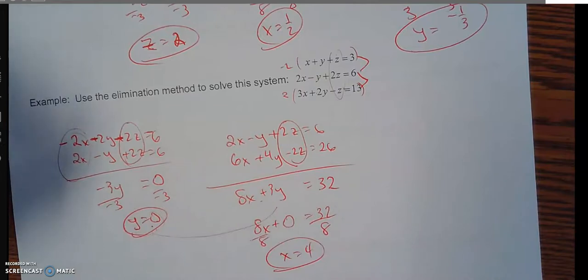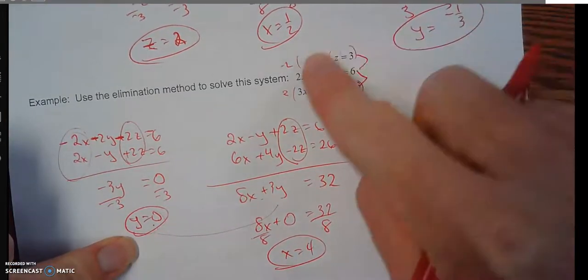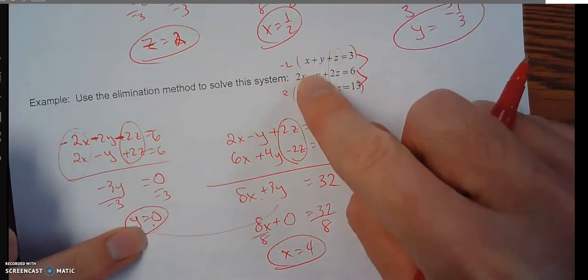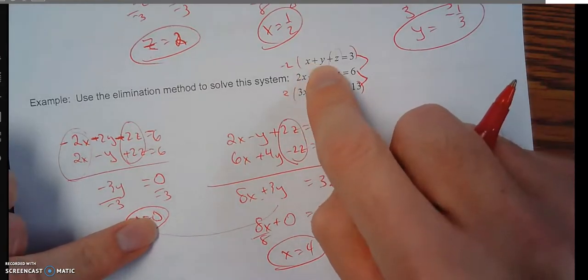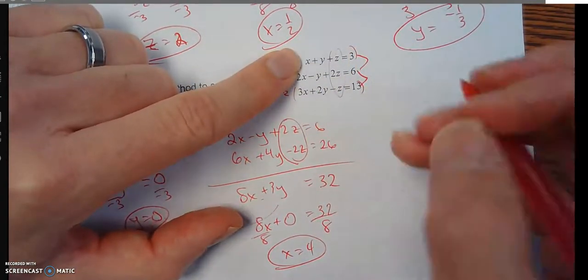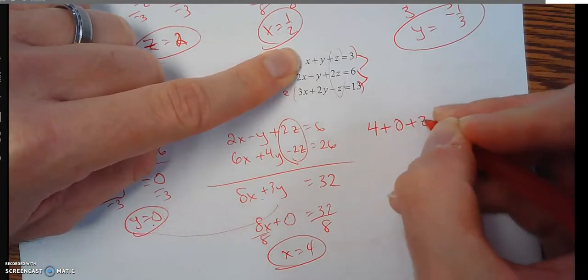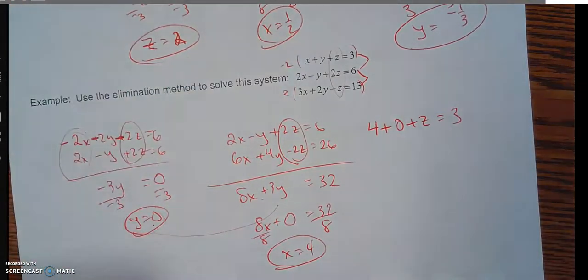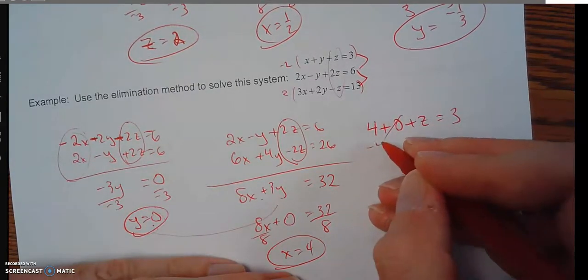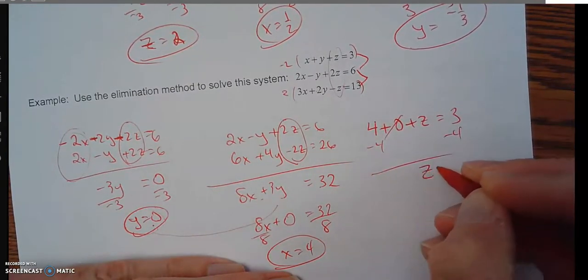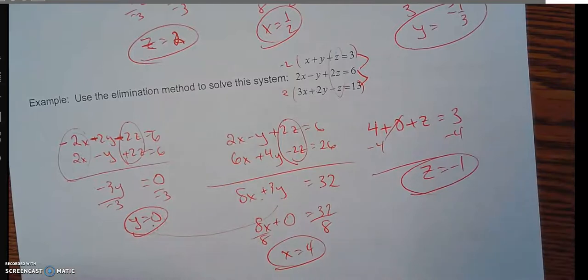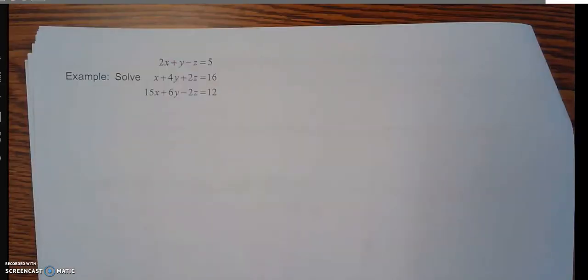Okay. Now that you have two variables, pick any of these guys up here, whichever one looks nicest to you. So I'm just going to pick that first equation before I multiplied it. So just x is 4, y is 0. I'm trying to solve for z, and I'm getting 3. So that's 0, subtract 4. Z was negative 1.